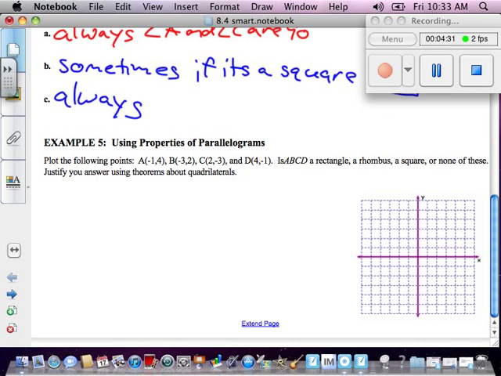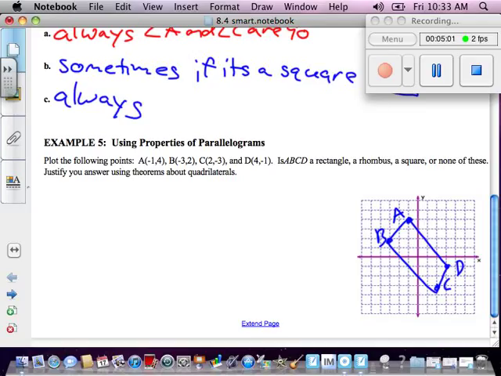Okay, we're going to plot the following points. A is negative 1, 4. B is negative 3, 2. C is 2, negative 3. And D is 4, negative 1. Okay. Is ABDC a rectangle, rhombus, square, or none of these? Justify your answers.